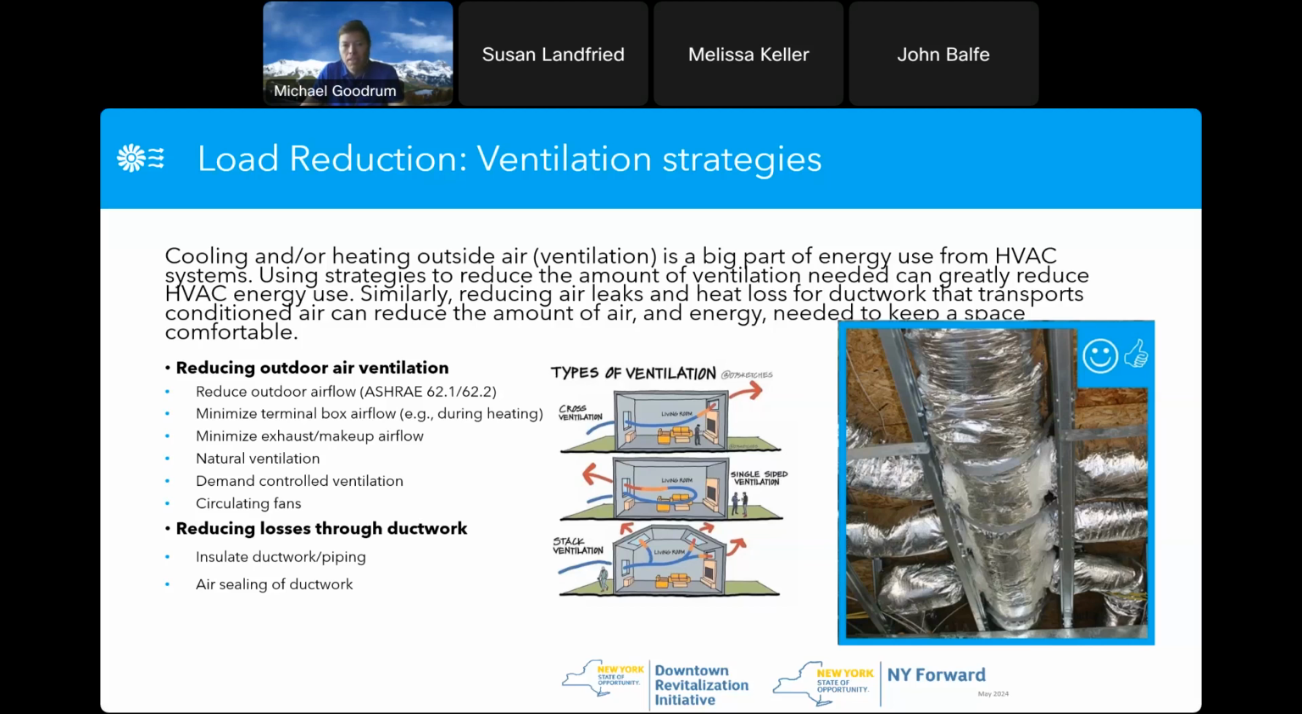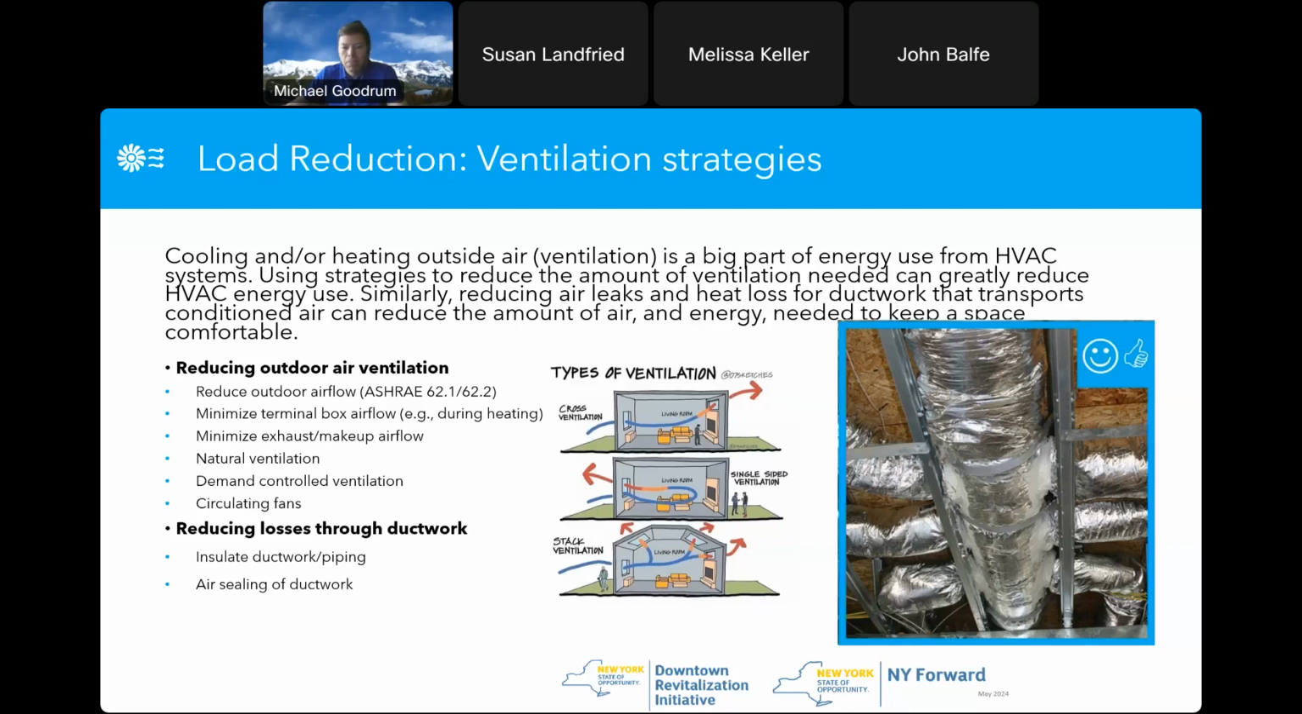it or cool it. And also, taking advantage of natural ventilation and even using circulating fans to move the air around can be some ways to reduce the amount of conditioned air that you need to use for a space. And also reducing losses through ductwork.